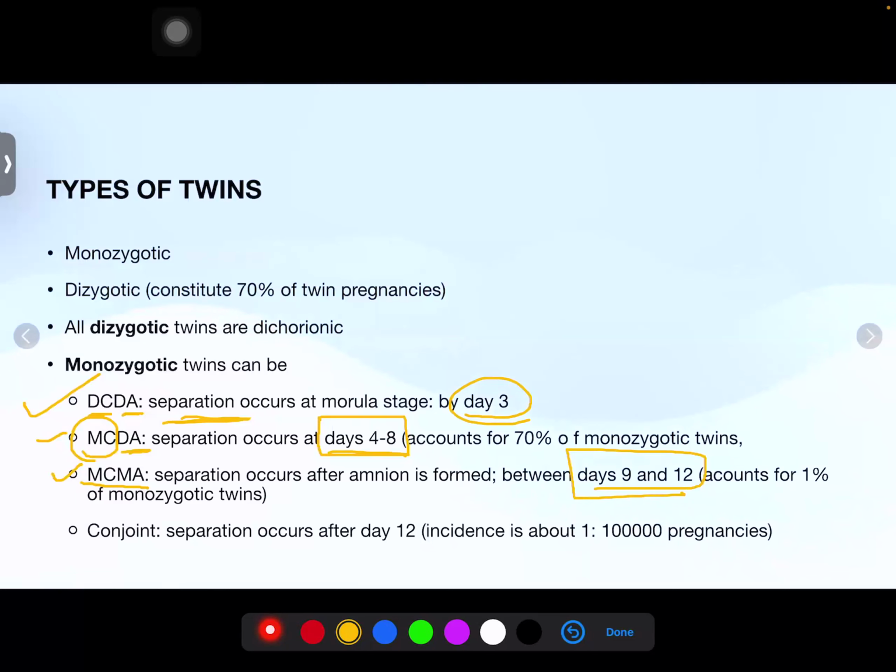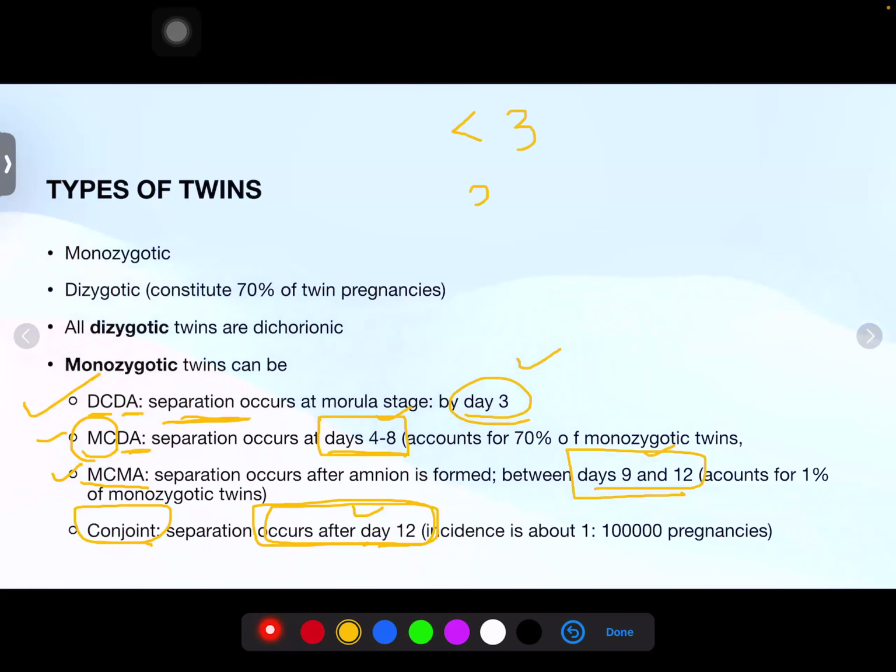Now if they are separated after day 12, at day 12 everything actually completes, so the amniotic cavity would be 1 and the chorionic cavity would be 1. Now after day 12, what happens? It would be conjoined twins. There would be one thing in one twin and the other thing in the other twin. So they would be conjoined twins when the separation occurs after day 12. So these days are important: day 3, 4 to 8, 9 to 12, and after 12. Okay, so a very easy way to remember.